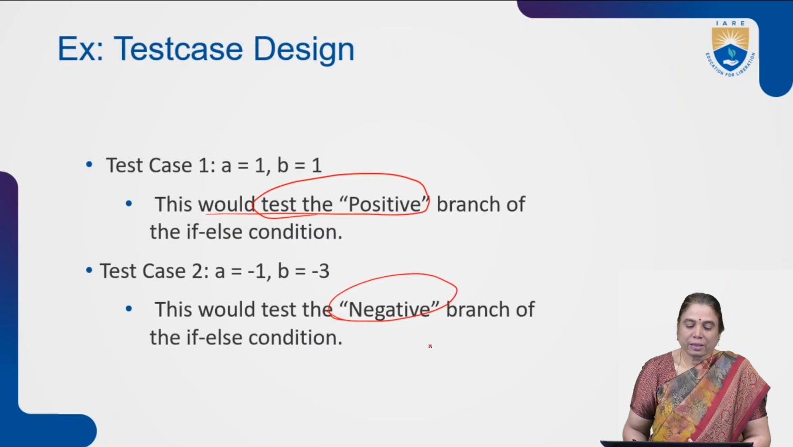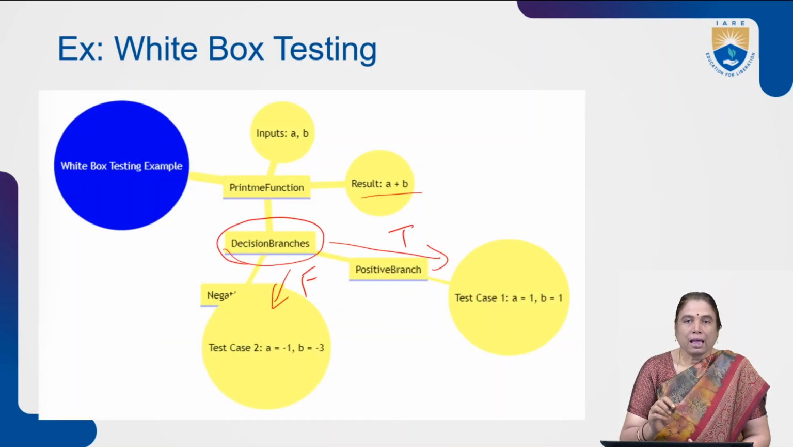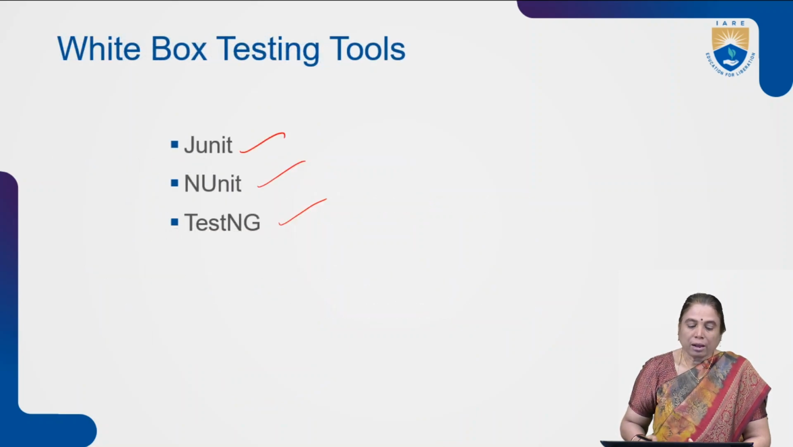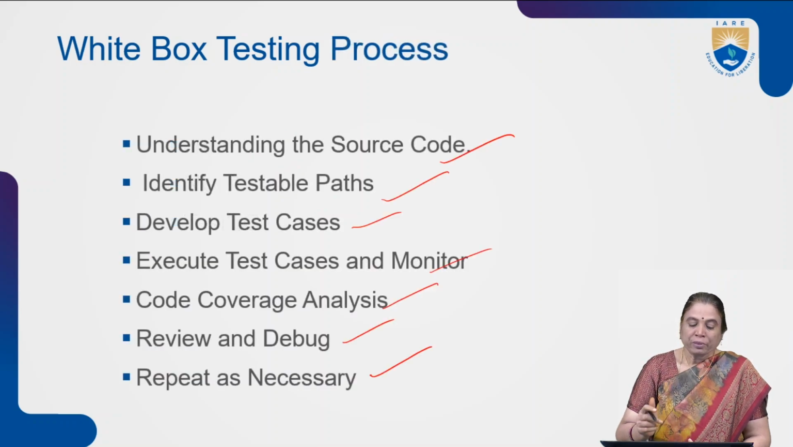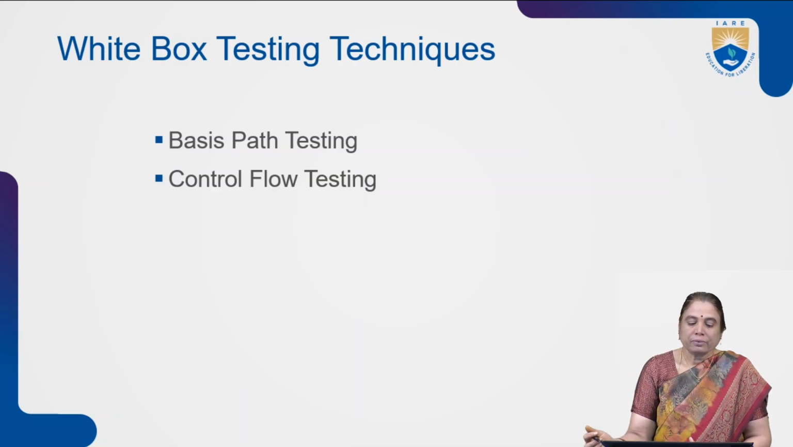In this example, we discussed the program structure, identifying the paths, and, with the help of the control flow graph, writing or designing the test cases. These cases can be executed with the help of automation tools. After executing, code coverage analysis, review and debugging, and repeating as necessary, steps can take place. Two major white box testing techniques are popular. One is basis path testing. The second one is control flow testing.